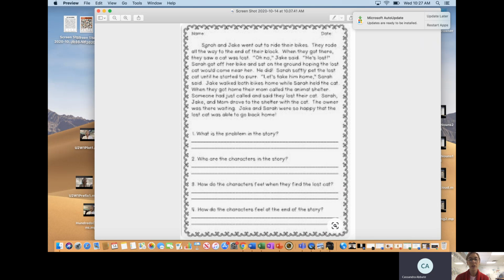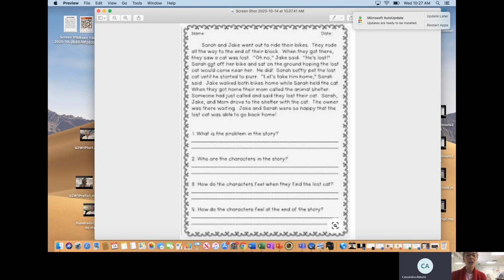When they got home, their mom called the animal shelter. Someone had just called and said they lost their cat. Sarah, Jake, and Mom drove to the shelter with the cat. The owner was there waiting. Jake and Sarah were so happy that the lost cat was able to go back home. The end.